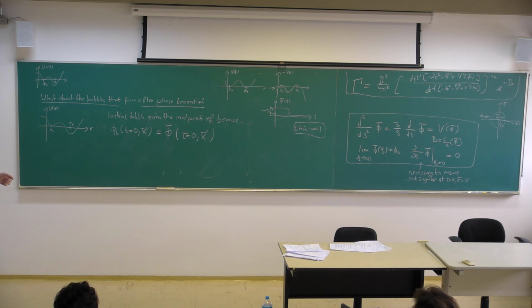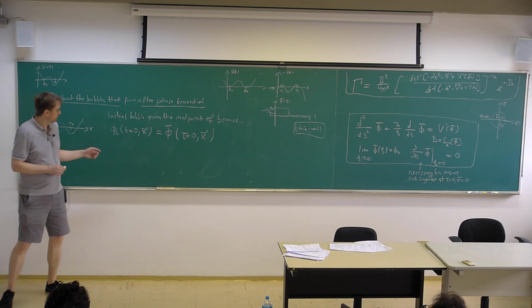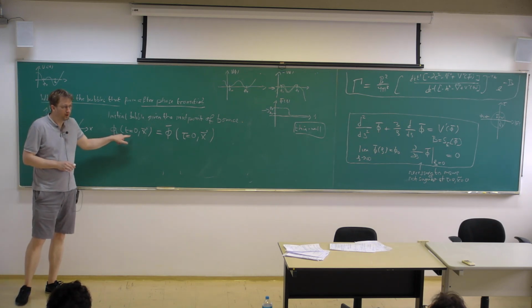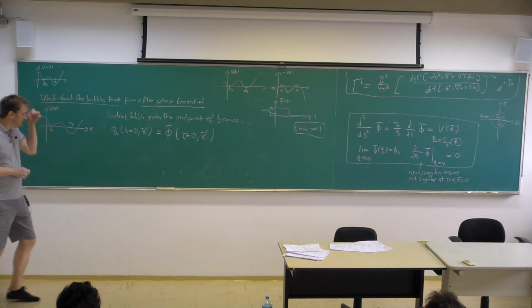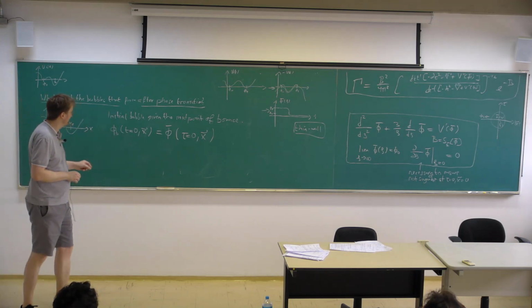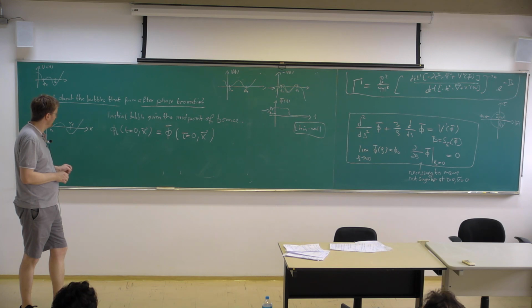And the initial bubble profile is again given by the midpoint. So I don't know, I'm just repeating. So let me know how to make it clearer.